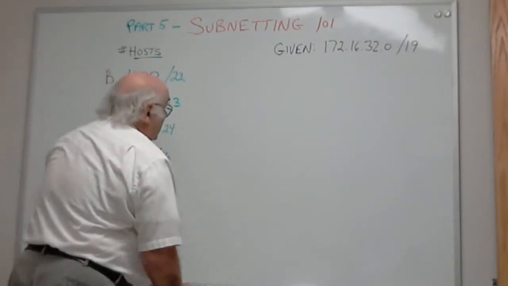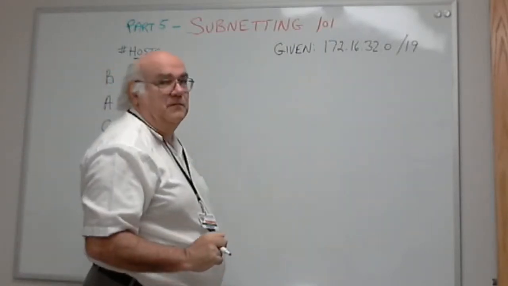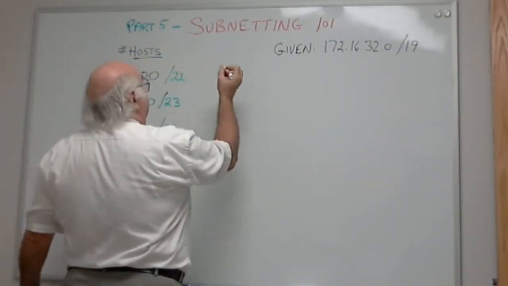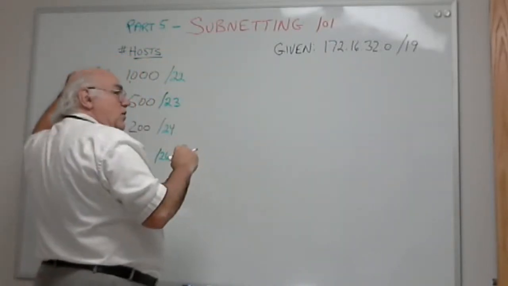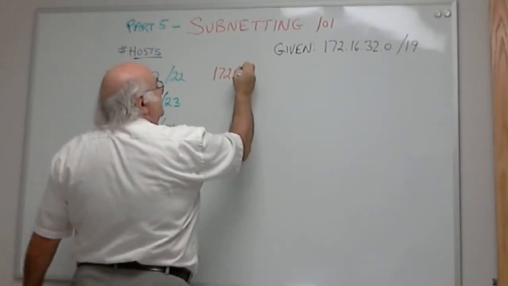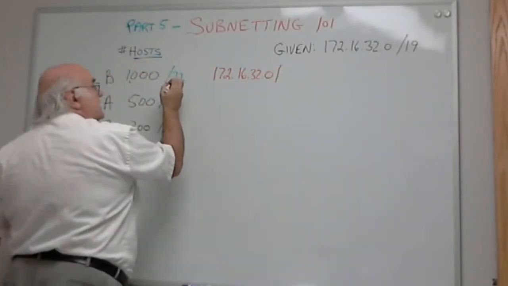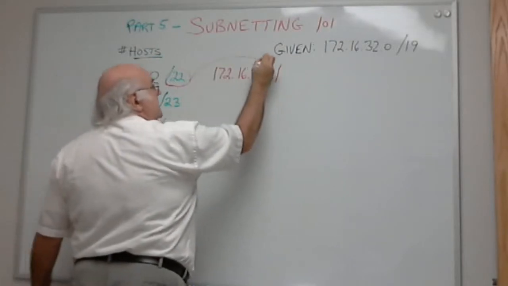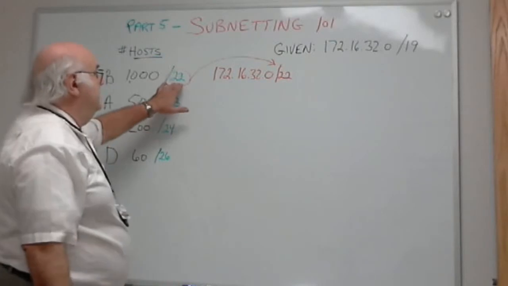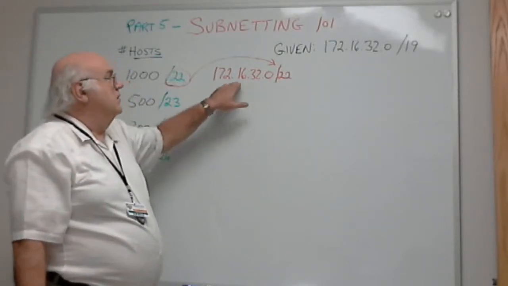We can always use that first address. Okay, we can't use /19, but we can use that address. So my first network, or actually my network B, is going to have an address of 172.16.32.0/22. Okay, I'm going to use the network prefix I just worked out. I'm going to put it here with my address.